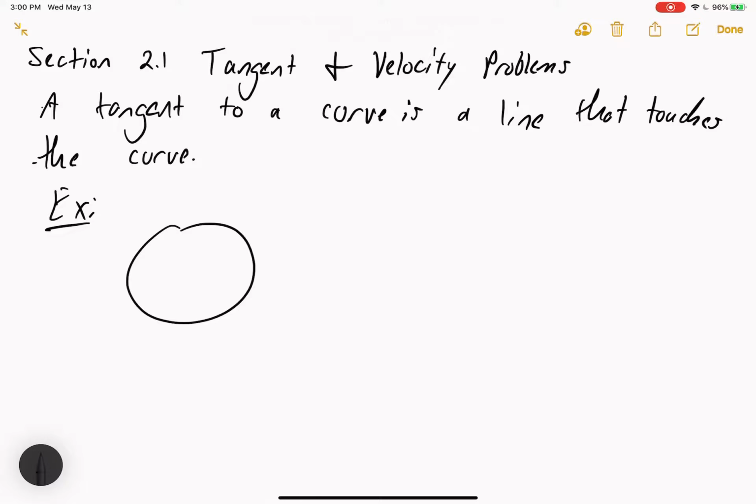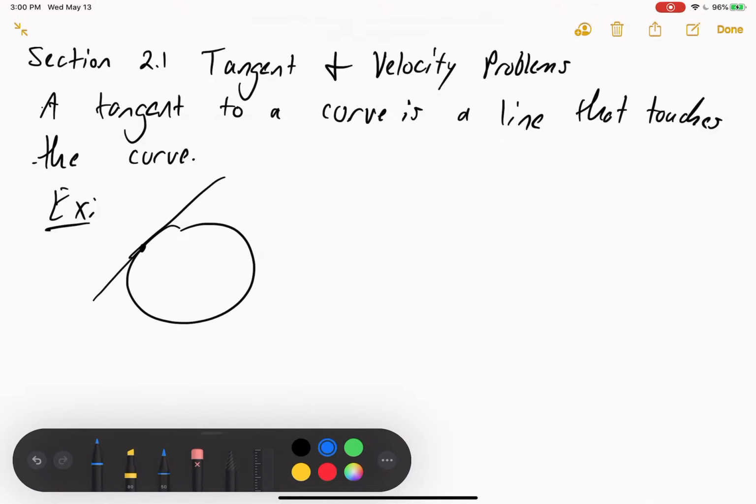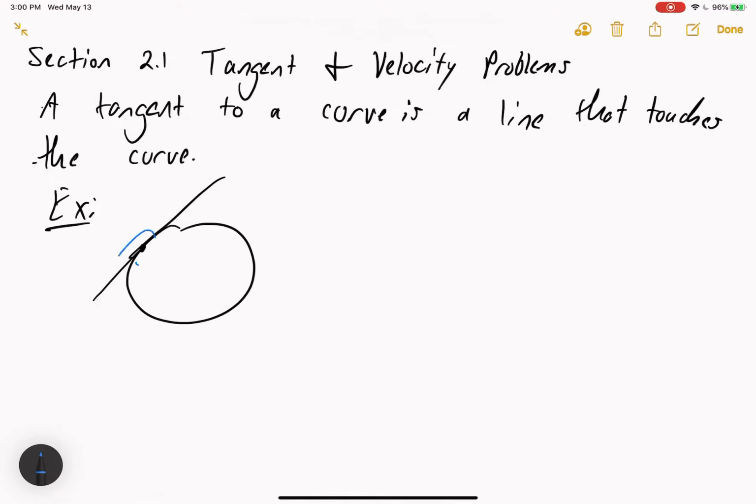A few examples: if we look at this point right here, a tangent line to that curve would look like this. Here the line goes through this point and tries to preserve what the circle is doing. If you look at the circle right here, you see that the line still gets the same kind of slope that the circle has at that point.